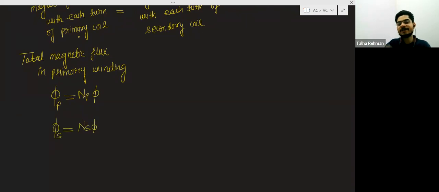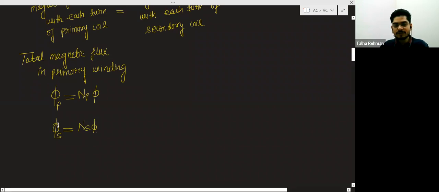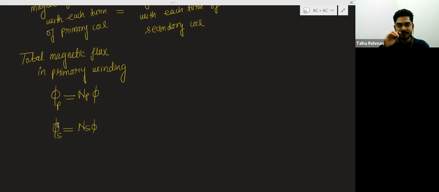What is the meaning of phi here? Total flux in the secondary winding.